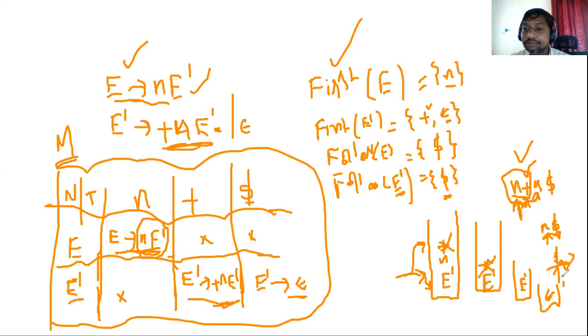There is nothing in the stack. The stack is empty now. After completely processing the string, we met the dollar sign, the right hand marker of the input. That is an indication that we are done with the input. Once we are done with the input, if the stack is empty, then we can say it is a valid string.